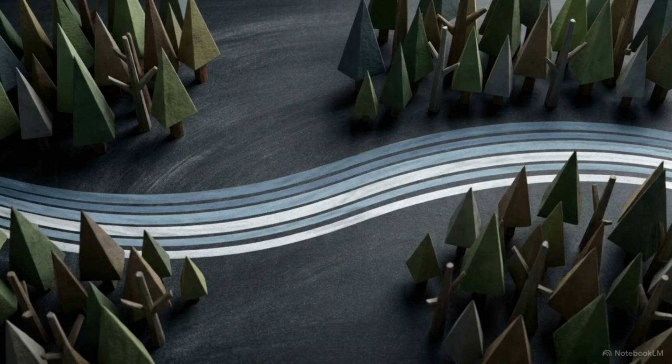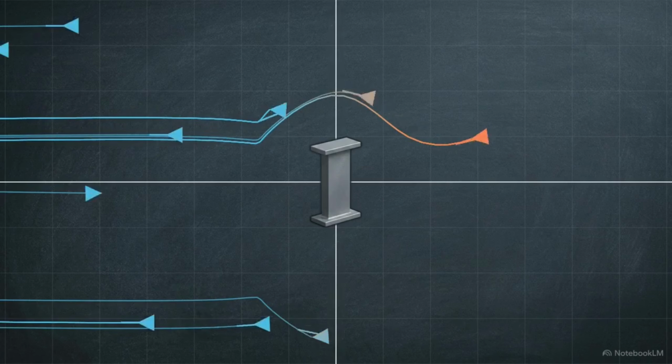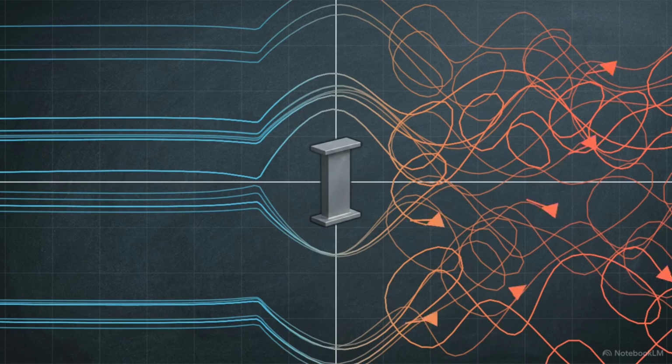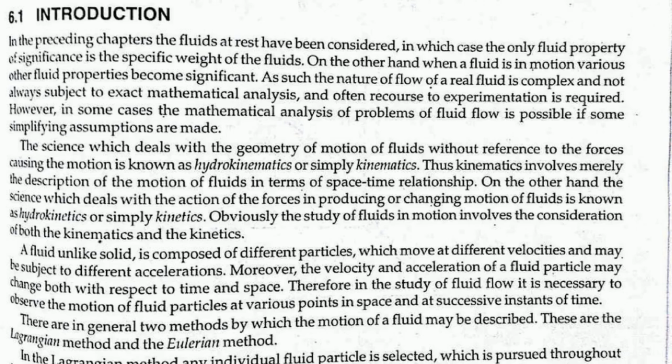A slow-moving stream travels in smooth, predictable layers. But move that same volume of water over a rocky riverbed, and it breaks into a chaotic mix of swirling eddies. Predicting the exact path of a fluid as it transitions from order to disorder is the first hurdle in designing any hydraulic system. To solve for these paths, we use fluid kinematics.